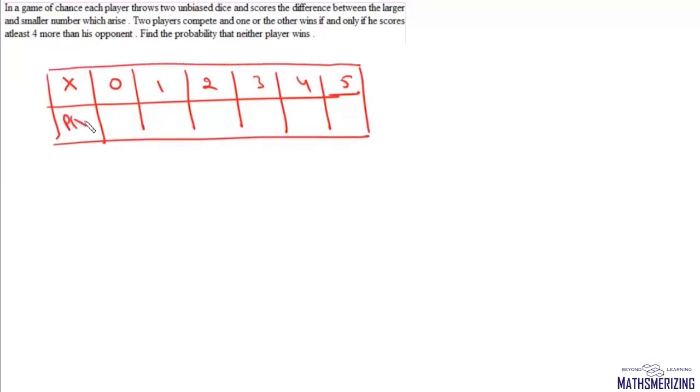And we can also find their respective probabilities. Now the difference is 0 when all the numbers are same. So in this case, it will be 1, 1, 2, 2, 3, 3, 4, 4, 5, 5, 6, 6. So this probability will be 6 by 36.